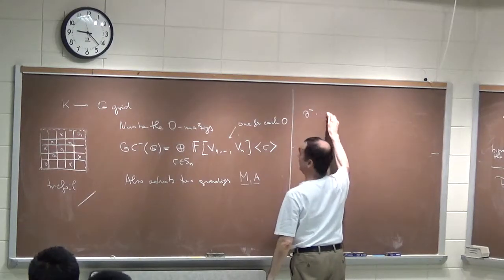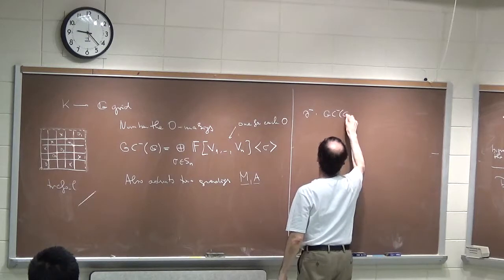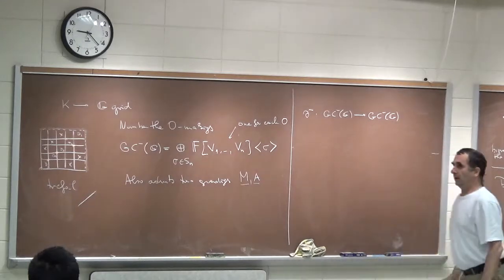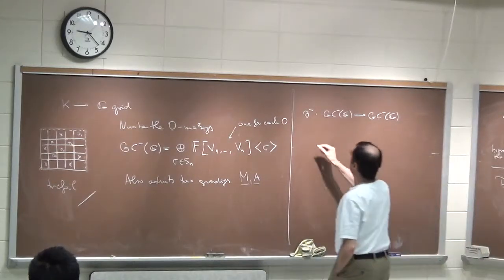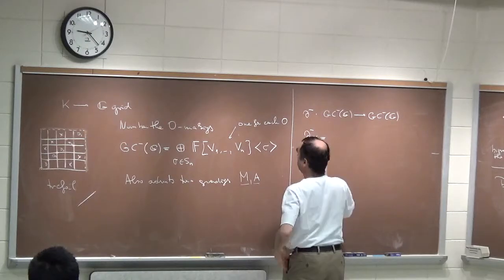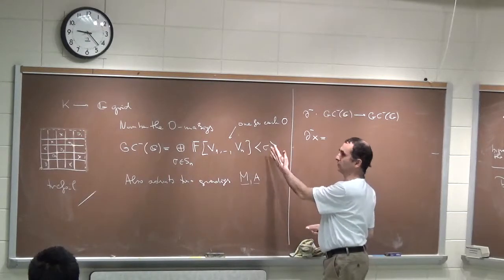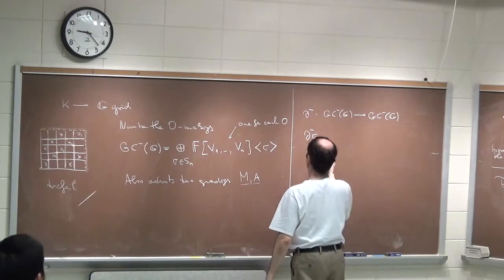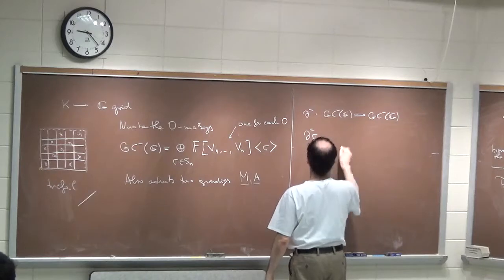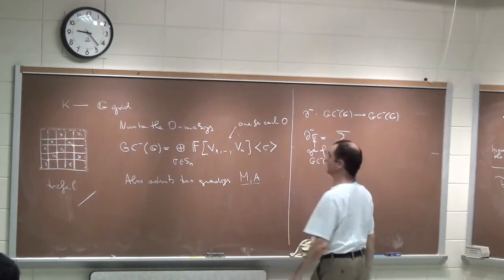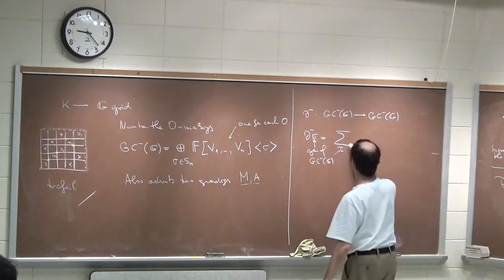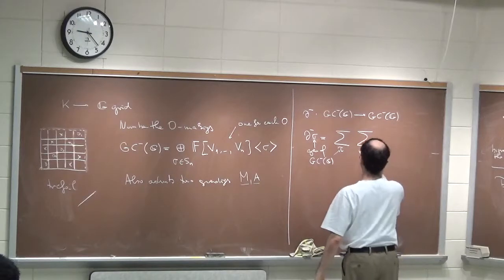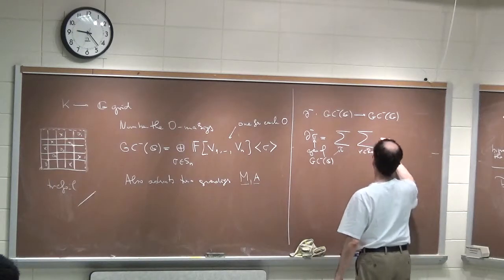So we would like to have a map of this type. And the definition is as follows. It will be a module map, so I only have to specify it on generators. So this is a generator sigma of GC minus. And this will be a sum for all other generators, tau. And then we will count some gadgets, which I will explain in a second, some rectangles.